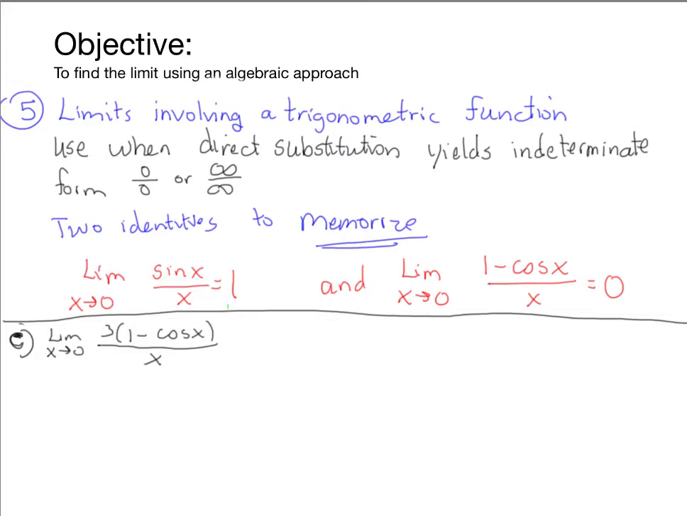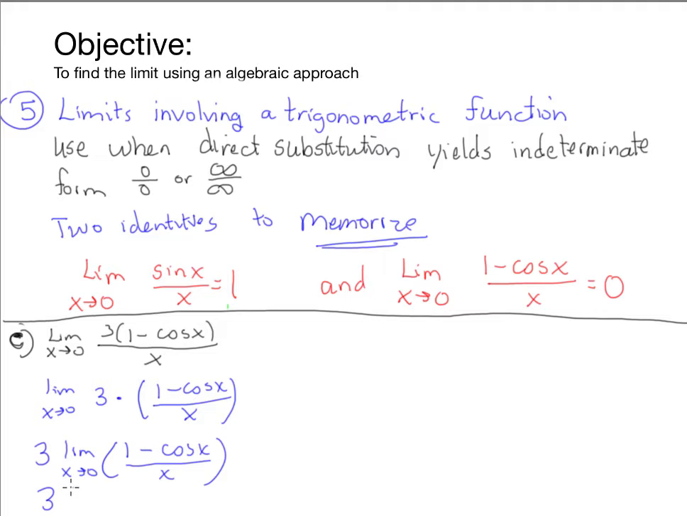In example C, I notice this is almost my identity for the cosine, except I have that constant of 3. So I want to factor that 3 out, and then I'm going to find the limit as x goes to 0 of 1 minus cosine of x over x, which we know to be 0 from our identity above. And so I simply have 3 times 0, which is 0.